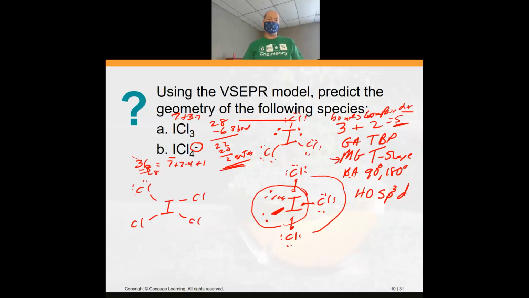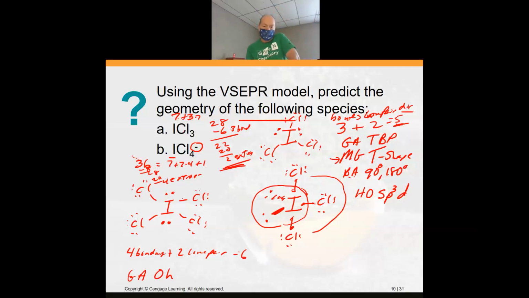And we need 6 for each one of these chlorines. All right, so that is 24. We don't need any for the iodine. We have 4 extra electrons. Again, when you have extra electrons, they go on the central atom. So the 4 extra electrons go on the central atom. And so now you see that you have 4 bonding directions and you have 2 lone pair directions. All right, so that is 6. And so here we have a geometric arrangement of octahedral.